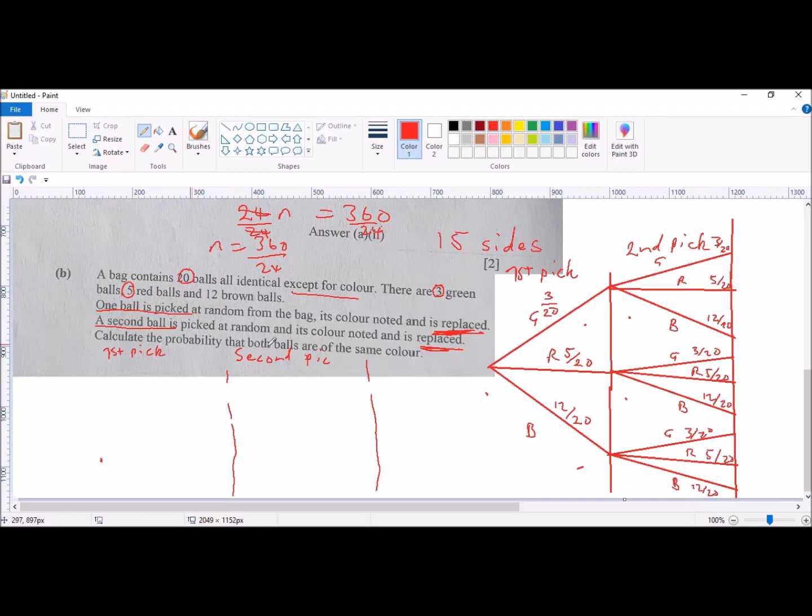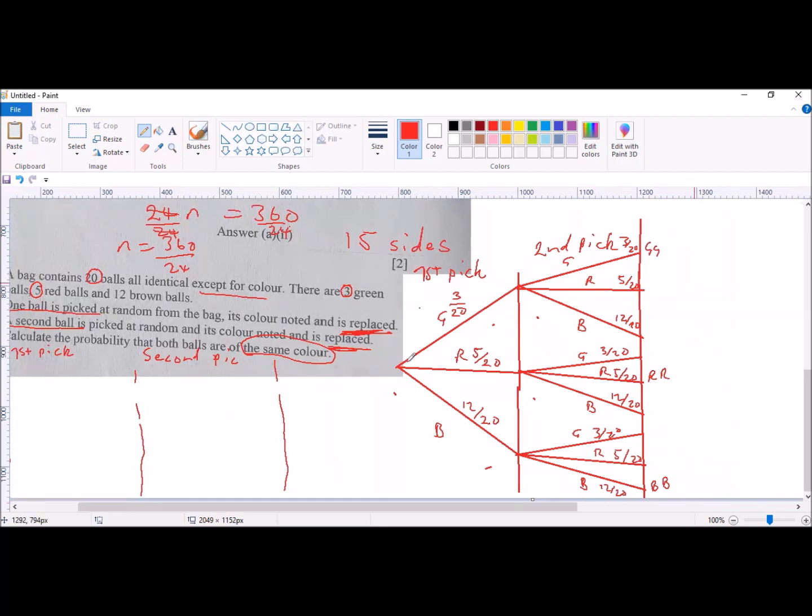Calculate the probability that both balls are of the same color. The same color. Because we could calculate all these probabilities, but bear in mind that in the exam, there is no time. Once you construct your probability tree diagram, just go straight for what the question is asking for. The same color. So we are looking at green, green, or red, red, or brown, brown. That's what we are looking for.